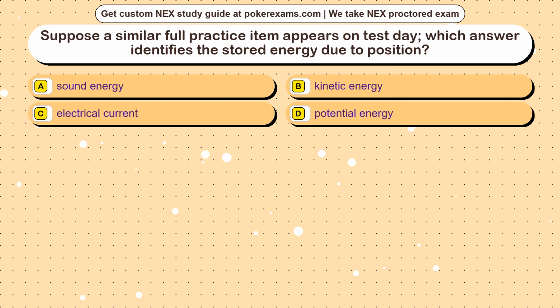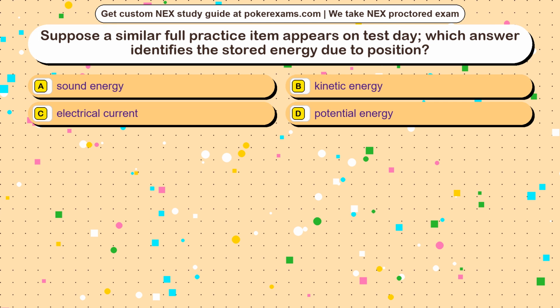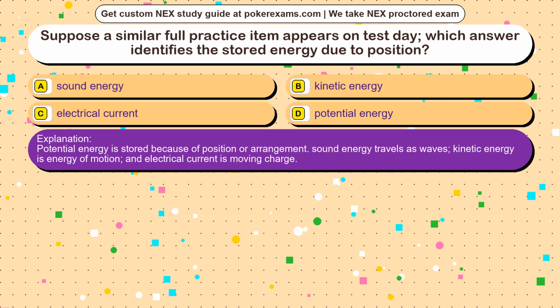Question 7. Suppose a similar full practice item appears on test day, which answer identifies the stored energy due to position? Option A, sound energy. Option B, kinetic energy. Option C, electrical current. Option D, potential energy. The correct answer is option. Potential energy is stored because of position or arrangement. Sound energy travels as waves, kinetic energy is energy of motion, and electrical current is moving charge.